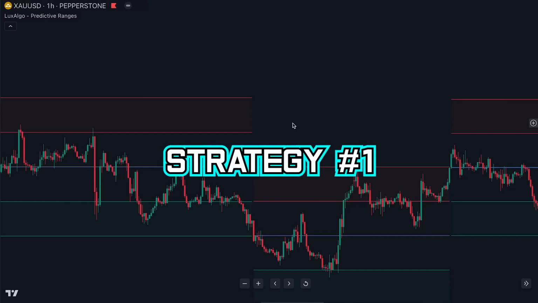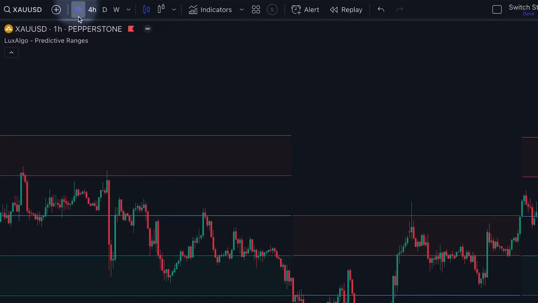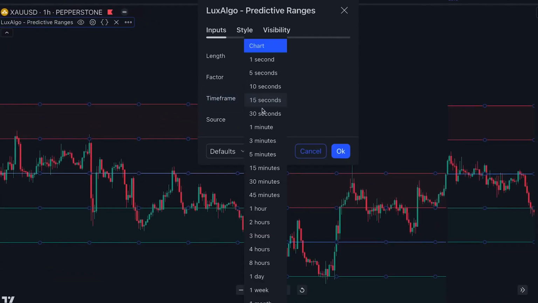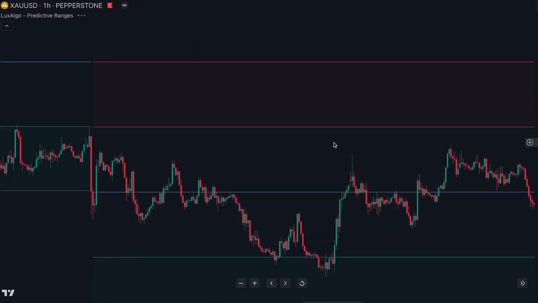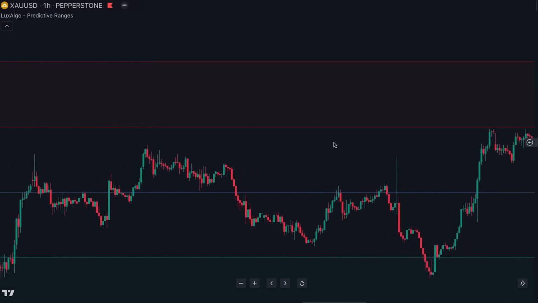For this strategy, we will be using the 1-hour timeframe, as the 1-hour timeframe and above provides a more balanced overview of market trends and ranges than lower timeframes. We will go into the settings of the indicator and adjust the timeframe to 4-hour, causing us to see ranges created based on the 4-hour timeframe. By doing this, we are able to see more significant levels where price could have an even stronger reversal.